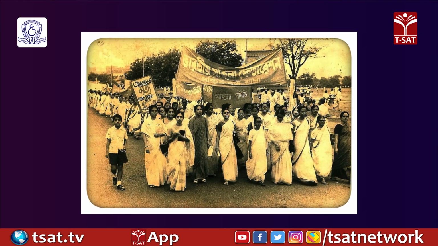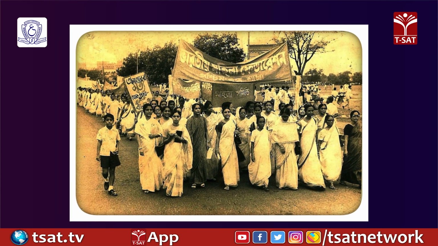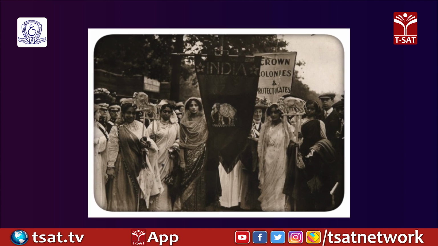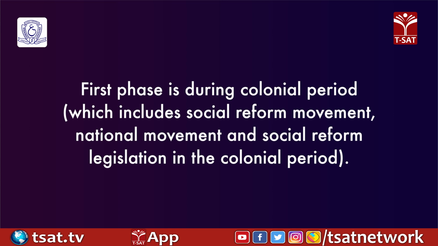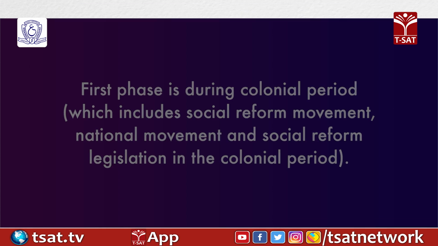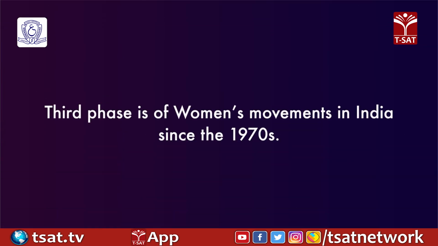Let us now discuss the distinct phases of women's movements in India. The beginning of women's movements is reflected through the social reform movement in the 19th century. The movement can be divided into three distinct phases. The first phase is during the colonial period, which includes social reform movement, national movement and social reform legislation in the colonial period. The second phase is during post-independent India, and the third phase is of women's movements in India since the 1970s.